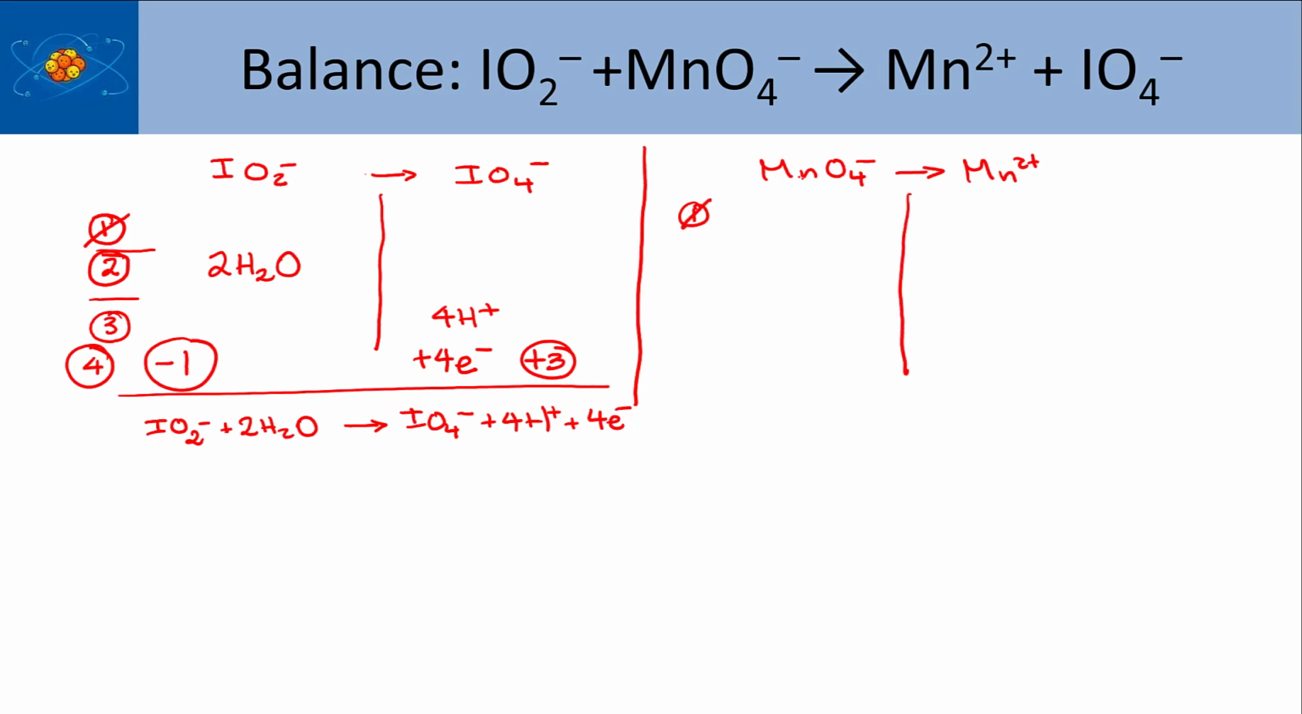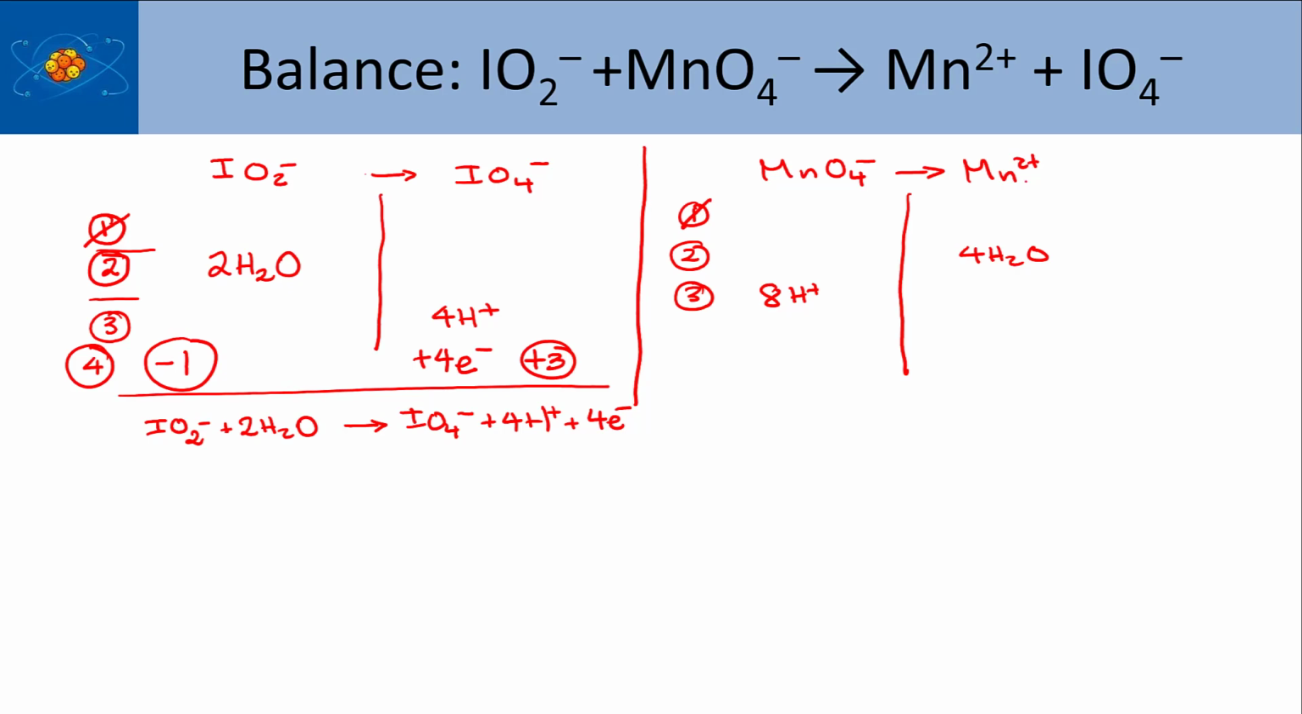Manganese and manganese is balanced. Now I need to add the water. So for step 2, I'm going to add 4 H2Os on this side to balance the 4 oxygens that are in the permanganate. And then I'm going to add hydrogens, and that's going to be 4 times 2, so it's 8 H pluses like this.